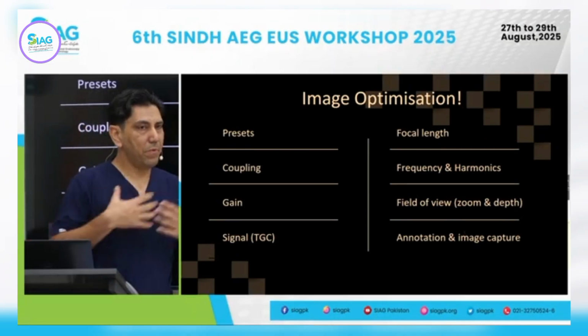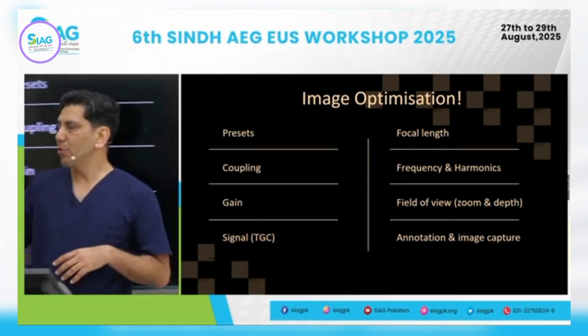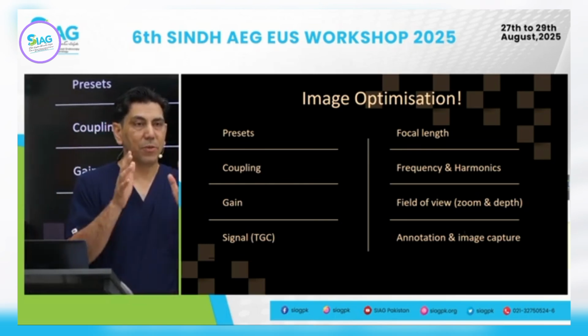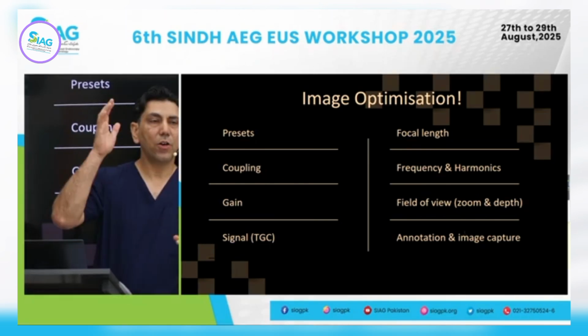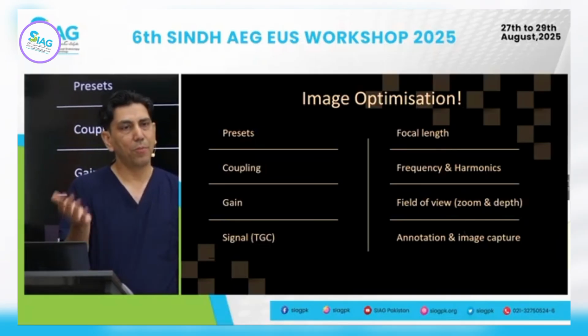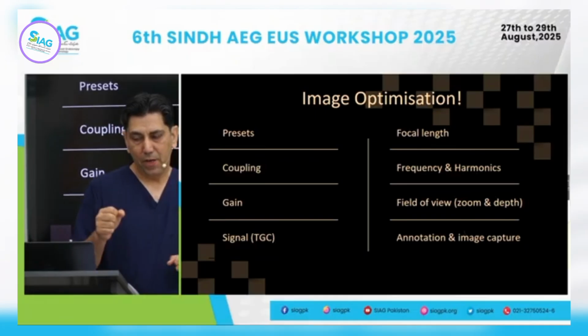So I'll share my personal anxiety with you. When I go to any other unit, including here, if you start looking at an image and you've not optimized that image, it's a problem. If you can't optimize an image, you won't be able to appreciate anatomy, normal anatomy and abnormal anatomy. So image optimization, in my opinion, is the key.